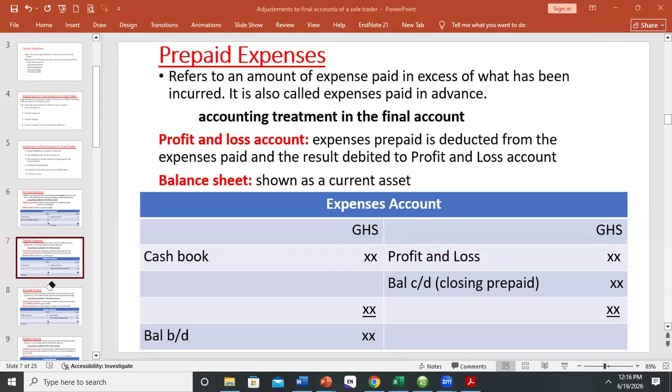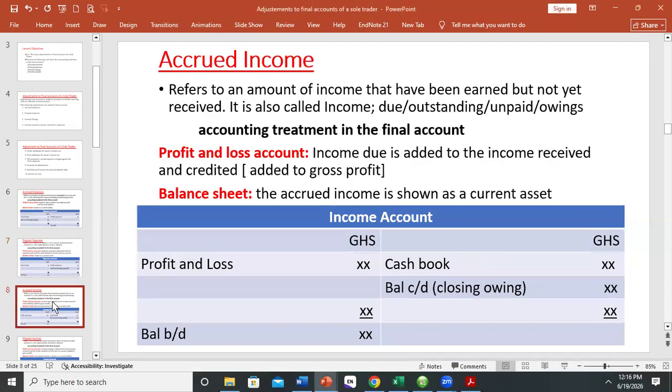So we are done with the expenses. Let's go to income. So we have accrued income. Prof. Emmanuel, can you read for us?